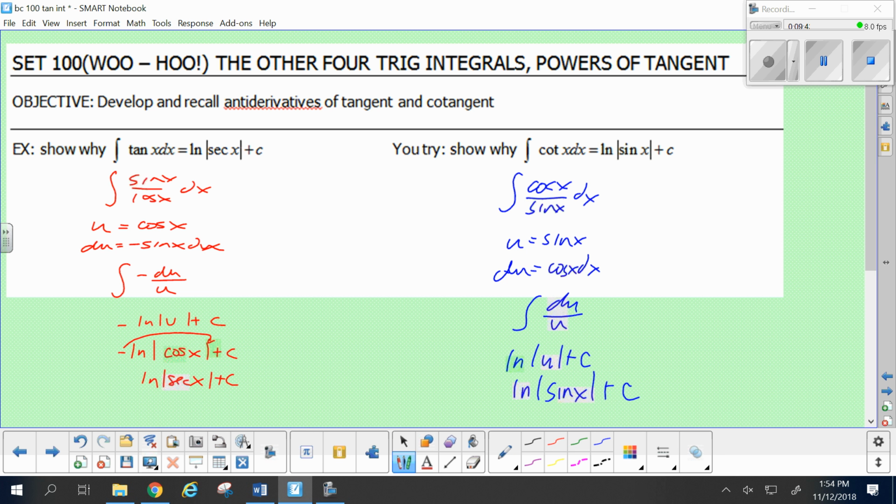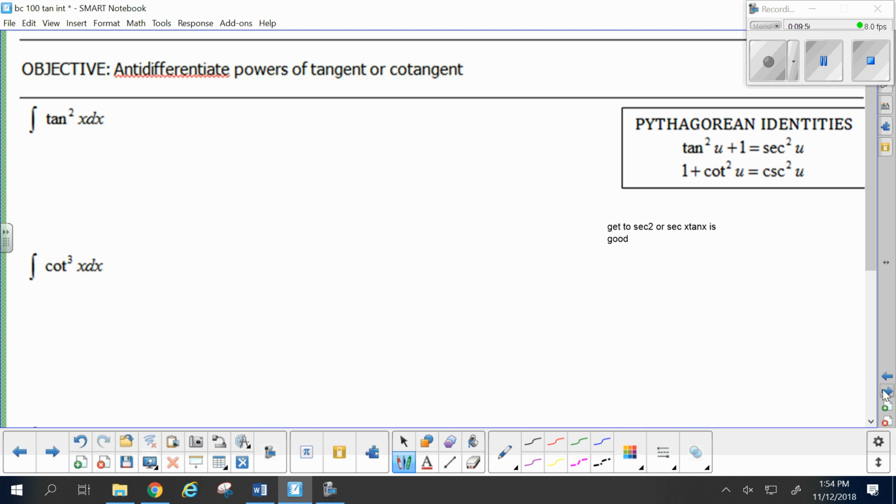Now, next order of business, before we get to secant and cosecant, which are the hardest parts, we'll save those last. Let's go to slightly harder, where you have tangent and cotangent, but powers of those. Some are easy, some require you to get a little creative. How would you anti-differentiate tangent squared?